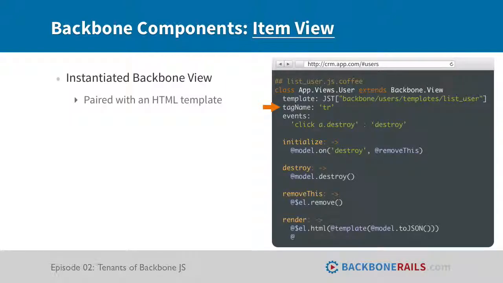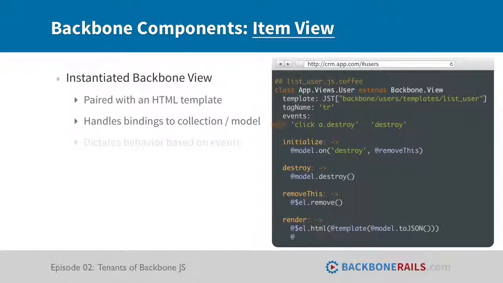We also need to set up our primary bindings, the same way we did previously in our collection view. However, this time it's to a passed-in model. Here we're going to wire up to our model's destroy event. So whenever that destroy event fires, the remove this method will get called. The remove method will end up removing our el from the DOM entirely, thus ensuring the row visually disappears.